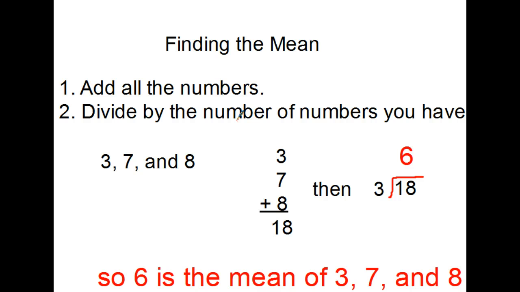So in this first example, I have 3, 7, and 8. So I added up 3 plus 7 plus 8, and I got 18. And since there were 1, 2, 3 numbers, I took the 18 divided by 3, and I got 6.